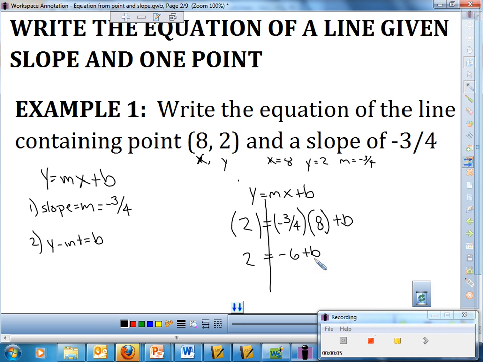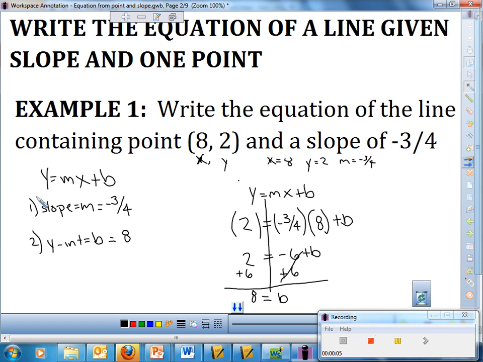Now this is a one-step equation, and you should be asking yourself, what is happening to b? Well, -6 is being added to b. How do you undo adding -6? You add 6 to both sides. 6 plus 2 is 8. -6 plus 6 is 0. That cancels out. I'm going to bring down my b. And now I have 8 equals b.